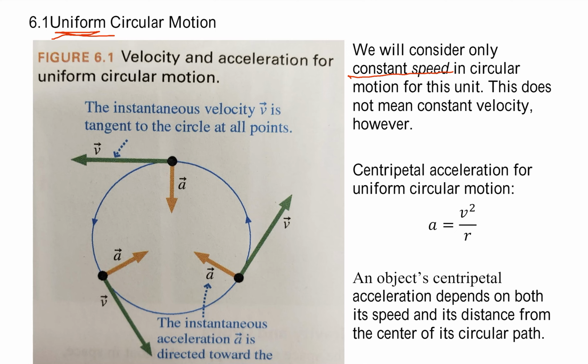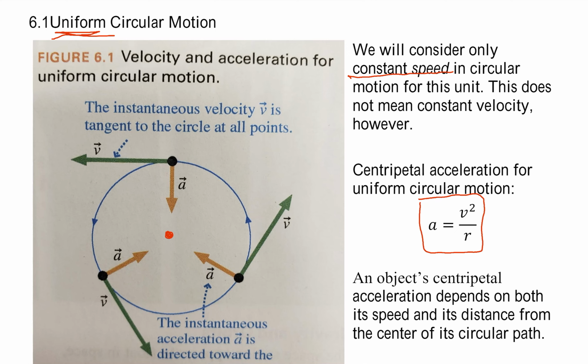All right, centripetal acceleration. Remember, centripetal acceleration from before means center seeking. So the acceleration is always pointed directly at the center of the circle. And we have this formula for centripetal acceleration. We're going to be using that one constantly in this chapter. So acceleration equals v squared over r. v is the speed, squared, over r. Even though v is usually velocity, we're going to call that the speed. So an object's centripetal acceleration depends on both its speed and its distance from the center of its circular path.